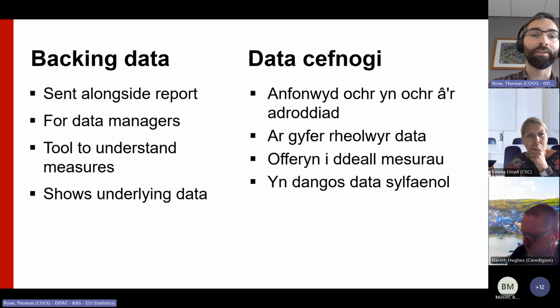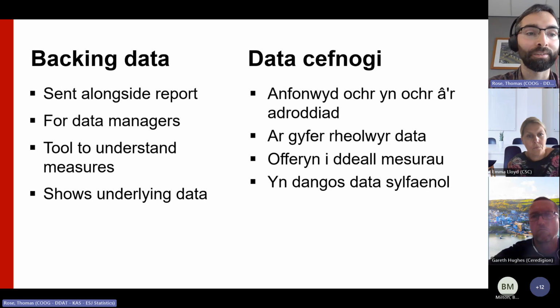So the final thing that I want to talk about is the backing data, which gets sent alongside the main achievement measures report. So you'll receive 2 spreadsheets. One is the achievement measures and one is the backing data. The backing data is just there for more technical uses, to help you understand what's going on in the measures. So if you want to see how a particular learner was counted in the measures, then you can look at the backing data, and the backing data will show you that.